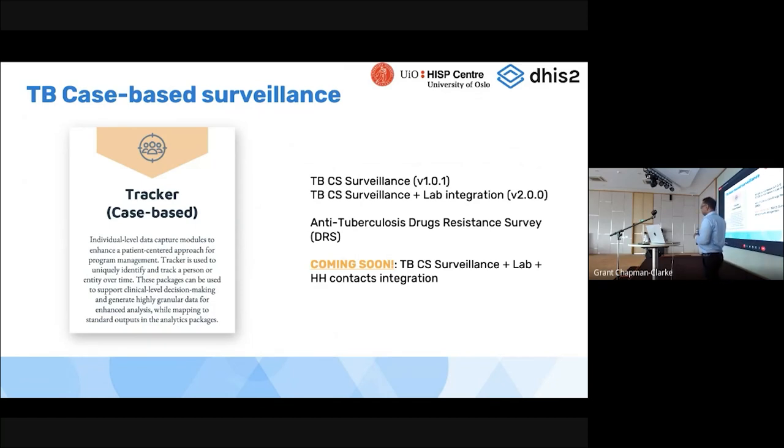Then again, drug resistance, that's also something which has already been there. That's also a tracker program. And then TB case surveillance plus the lab and household contact, that's coming up. Many other countries have started combining, or not combining, but they have two programs: one was case surveillance and contact tracing. When we did the COVID, they were also using it, but as a global package they've been working on it, so that when a country wants TB case surveillance, they can also use the contact tracing. But I know many countries have used contact tracing and have customized DHIS2 to meet their own needs.